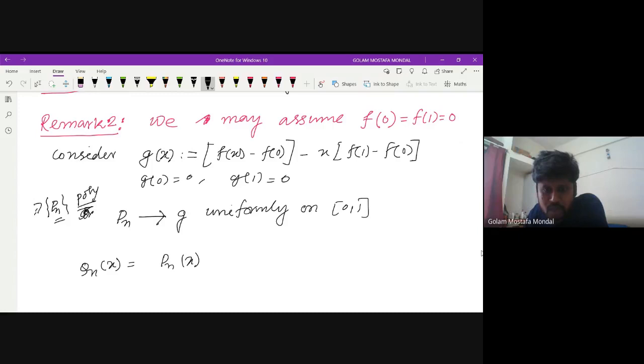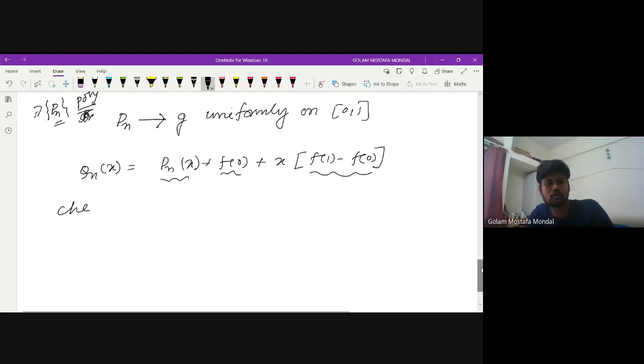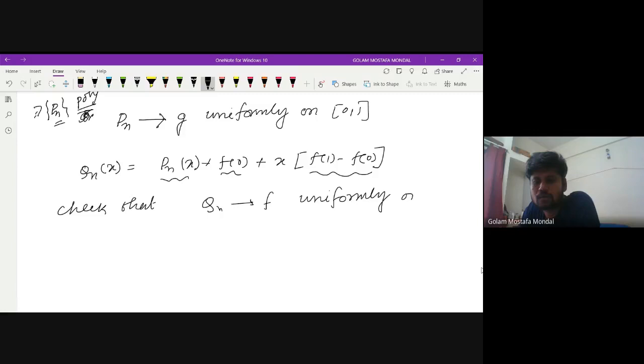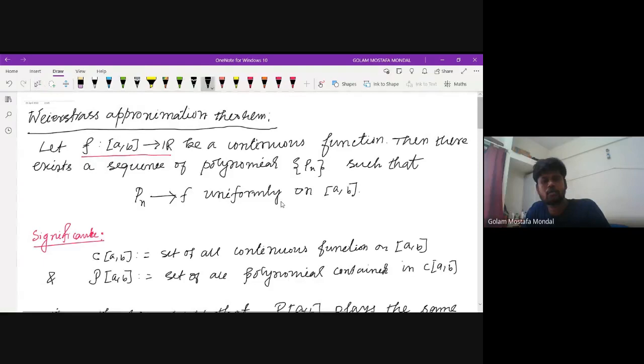So just take Qn equal to Pn plus f of 0 plus this term, x into (f of 1 minus f of 0). So Pn is a polynomial, this is constant and this is constant, so this is also a polynomial. So Qn is also a polynomial, right? So check that, it is easy to check, that Qn tends to f uniformly on [0, 1], okay? With these two remarks in mind, we will prove this theorem for f from [0, 1] to R with f of 0 equal to f of 1 equal to 0.